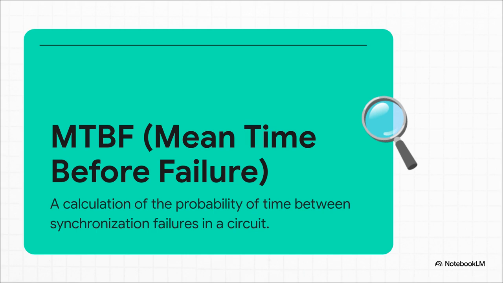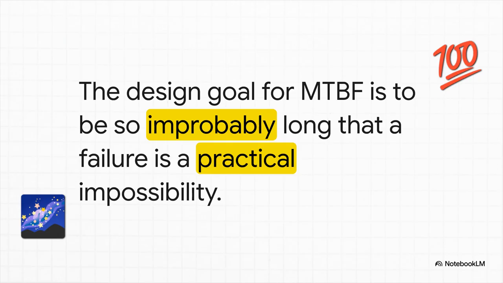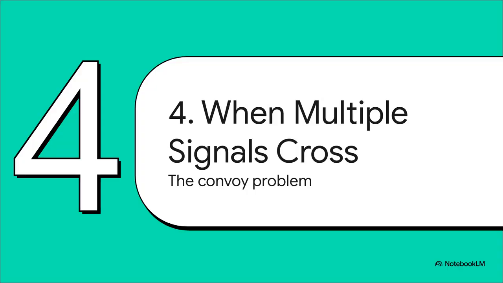It's basically a statistical calculation that predicts, on average, how long a system can run before one of those nasty metastable events actually manages to sneak past that second checkpoint. And get this, for most serious chip designs, the goal isn't just to make failures rare. The goal is to design the circuit so that the calculated MTBF is longer than the age of the universe. Yeah, you heard that right. It's about making the chance of failure so ridiculously, astronomically small that, for all intents and purposes, it will never ever happen.